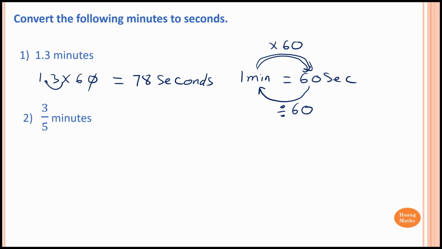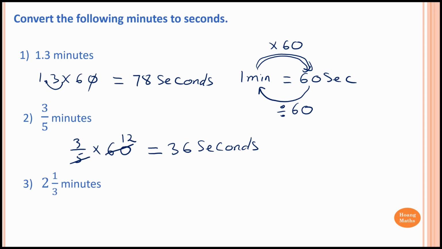Next one, 3/5 of a minute. To do this, again, we just go 3/5 times 60. So 60 divided by 5 is 12, and 12 times 3 is 36. So 36 seconds. Next one, 2 1/3 minutes.